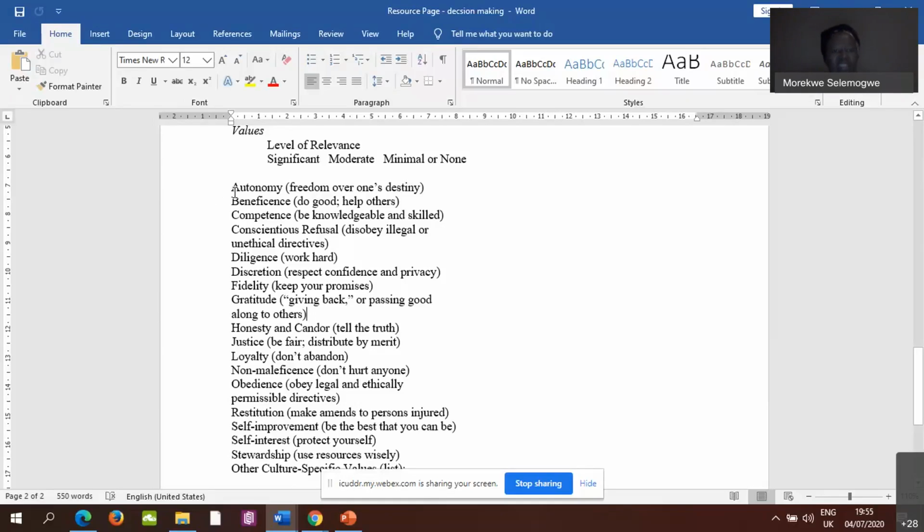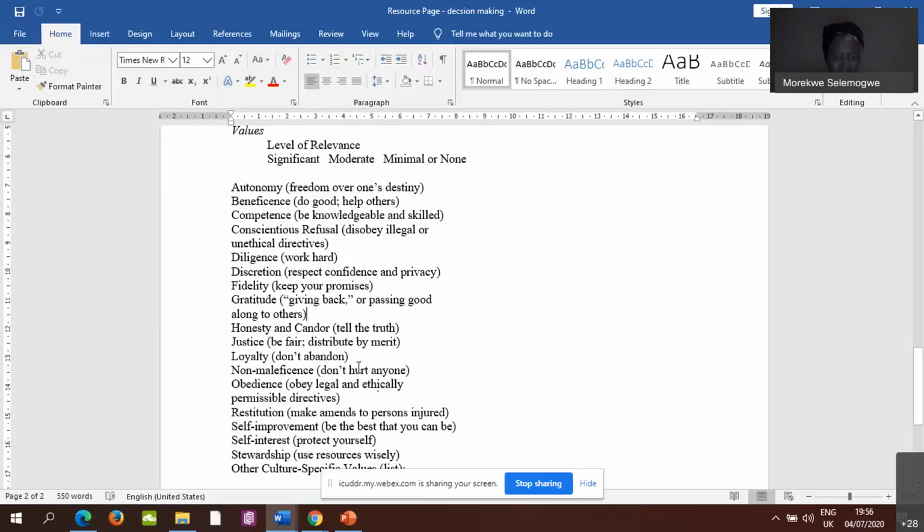I also appreciate, I didn't think about it in that way, that you could look at autonomy as freedom over one's destiny. I'm trying to think more of how that applies in this regard, because the case is more about the principle of confidentiality and privileged information. So let me think about what you just said about autonomy, and then I'll get back. So thank you for that. And then honesty and candor, telling the truth, that one is very clear.